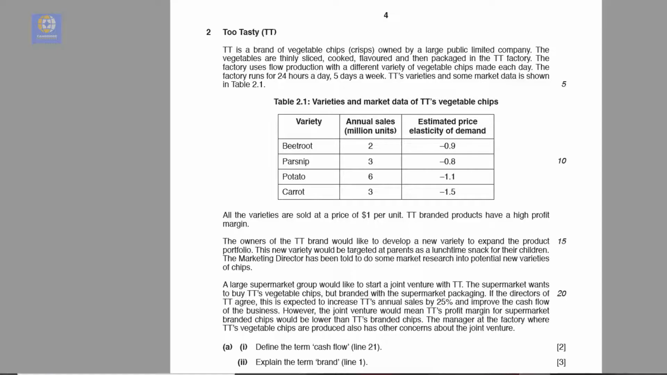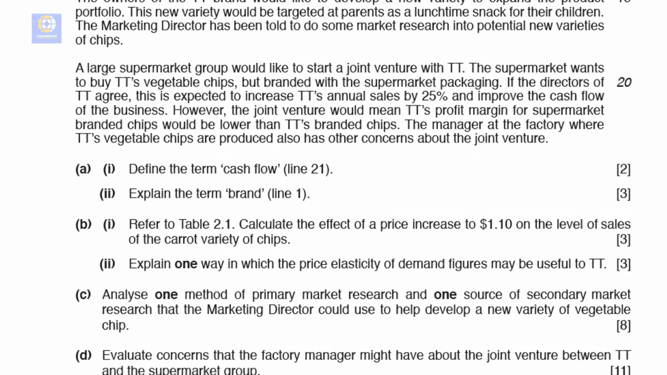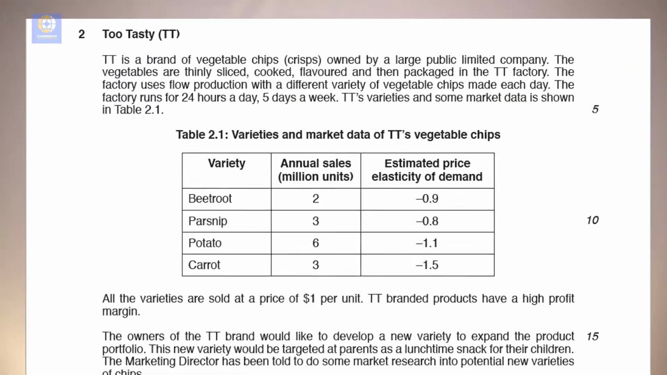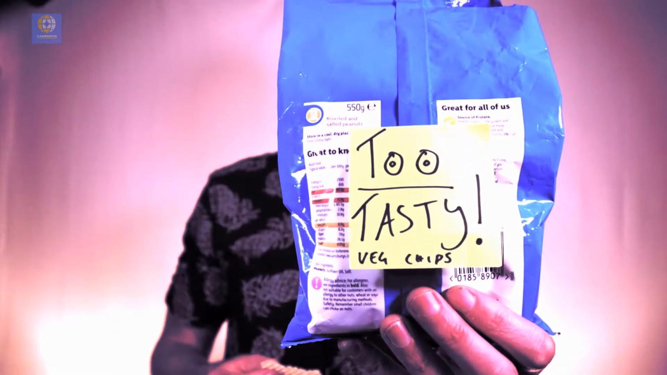Reread the case study. This question is from summer 2019 and asks for analysis of primary and secondary methods of market research that a marketing director can use to develop a new variety of vegetable chips. Vegetable chips, I hear you cry. What kind of chip company is this? Well, we found out from the case study that it is the imaginatively titled Too Tasty, who produce beetroot, potato, carrot and parsnip chips.